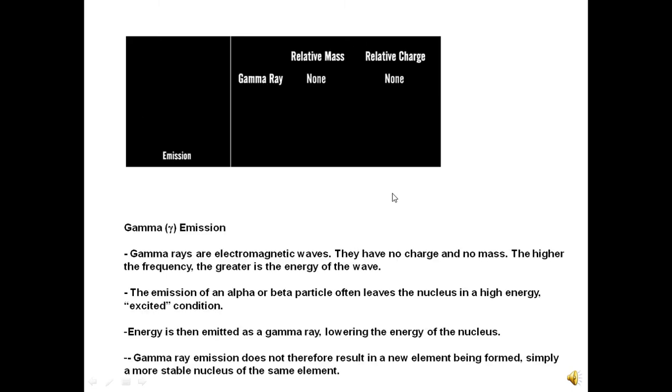Gamma emission then. Well, gamma tends to occur after alpha or beta decay because the nucleus has too much energy after the decay by beta or alpha, and so that excess energy is emitted to allow the nucleus to become more stable, and it's emitted as a gamma ray. So there is no rest mass for the gamma ray, and there is no charge.